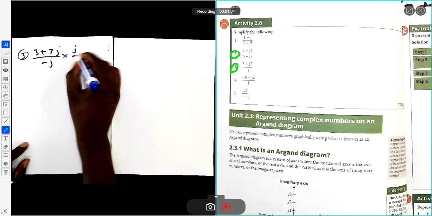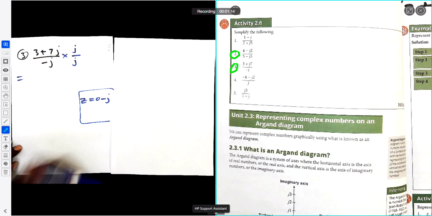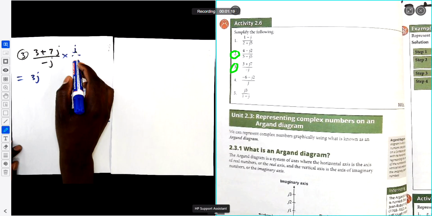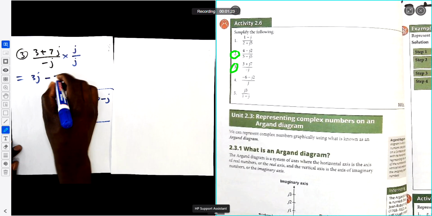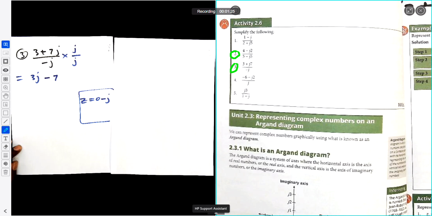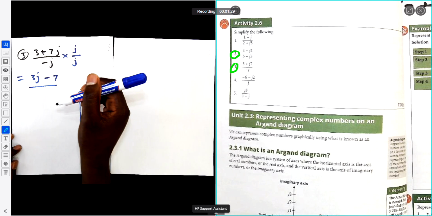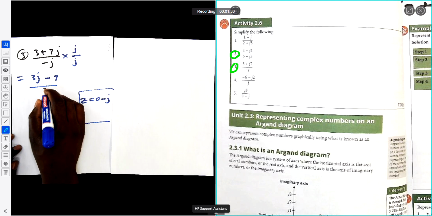So hence here we multiply by j over j, which is still 1. Therefore, the expression of the solution will be equal to 3 times j, 3j, then j squared, j times j, j squared, therefore times 7 will be negative 7. Then all divided by j times j, j squared, which is minus 1 times the negative there, will be positive 1.